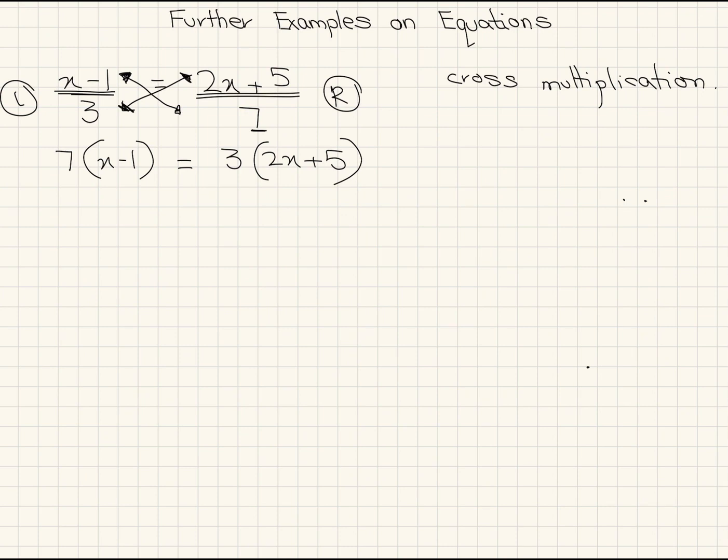Now we don't have any denominators in this case. So the number that's on the top is known as the numerator and the number at the bottom is the denominator. Now we don't have any denominator. We've gotten rid of the fractions. What do we do next? We need to open the brackets.